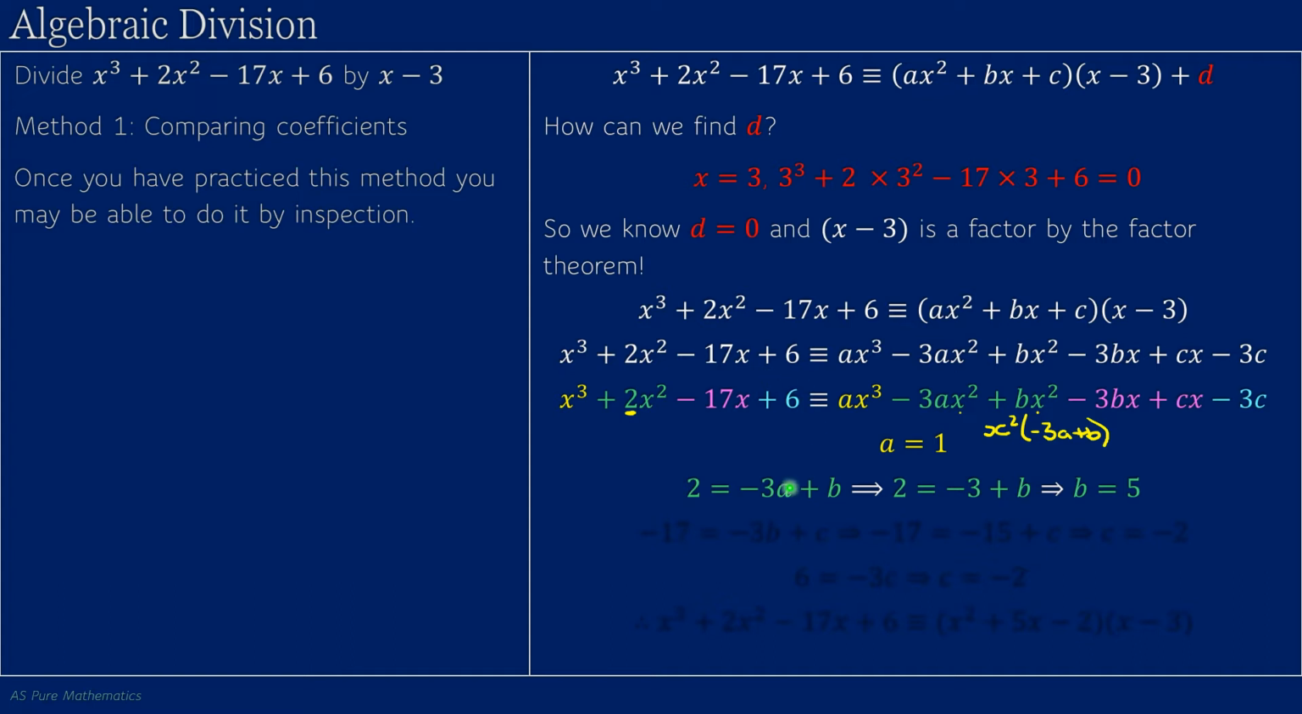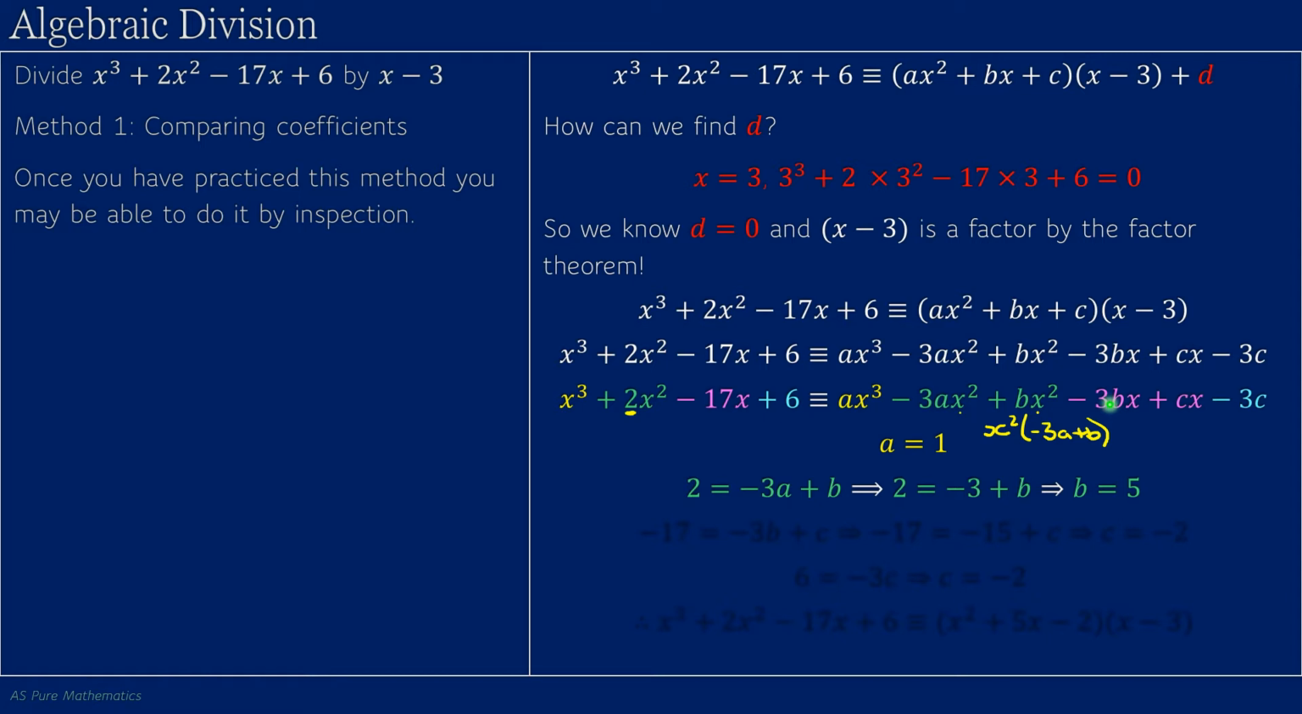So when we compare the coefficients, I get minus 3a plus b equals 2. Well, I know that a is equal to 1, so I can substitute that in. So that's where that minus 3 has come from, and then solving the equation leads to b is equal to 5.